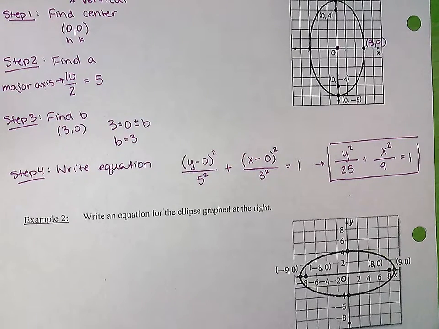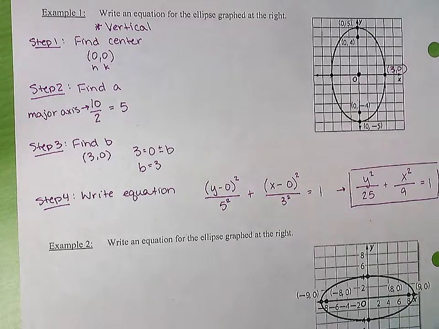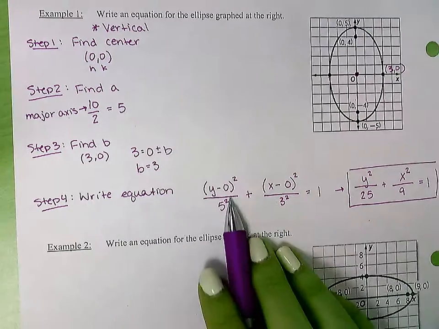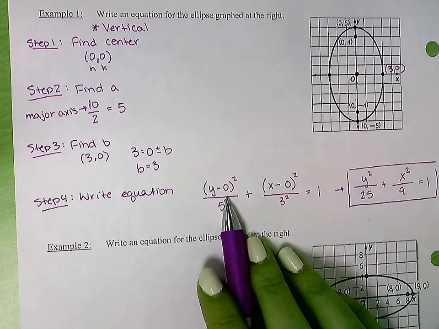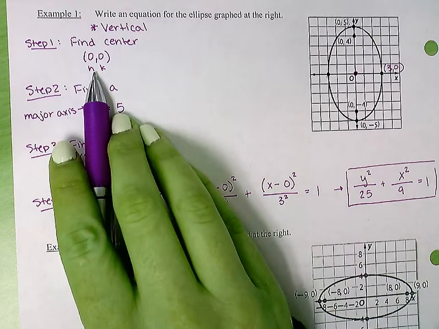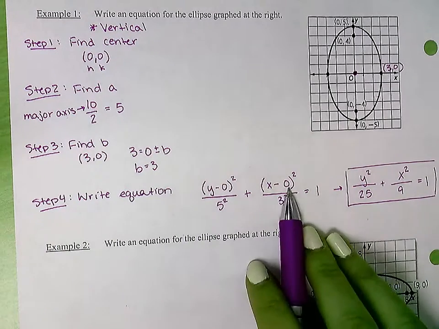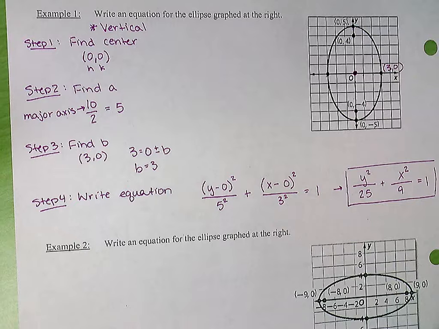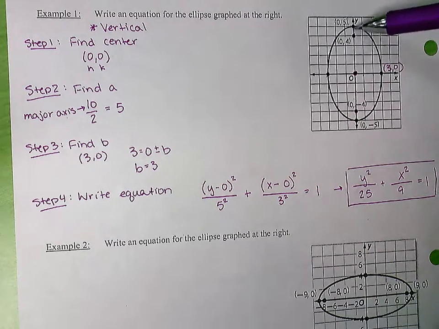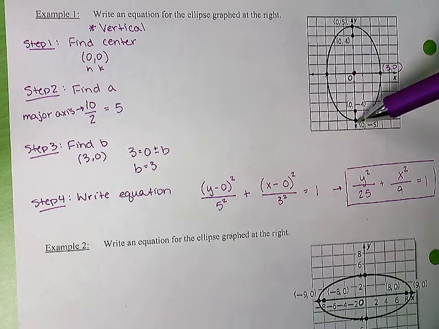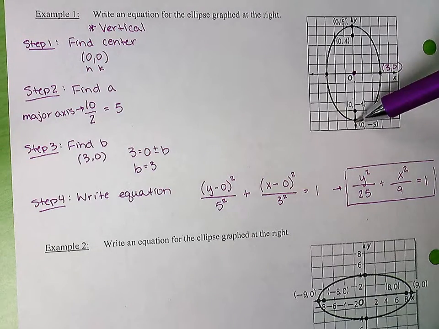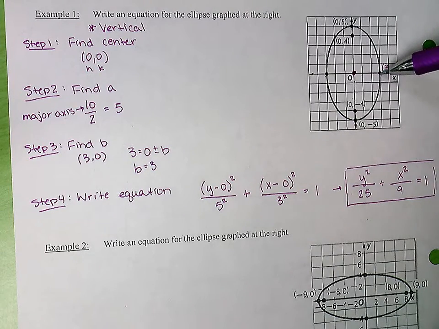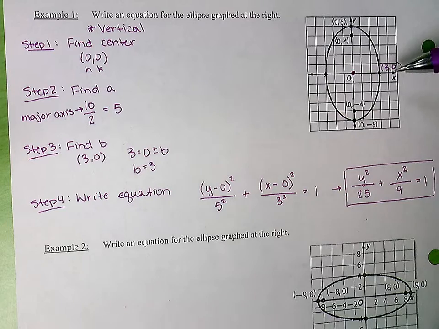Do you have a question? Which one? This one? This is from K. Our point is 0, 0. That's our center. K was 0, H was 0. Got it? Major axis, if you're given the graph, you can just count. It's the distance between your two vertices. And then your minor axis is the distance between your two co-vertices. Other questions on this first one?